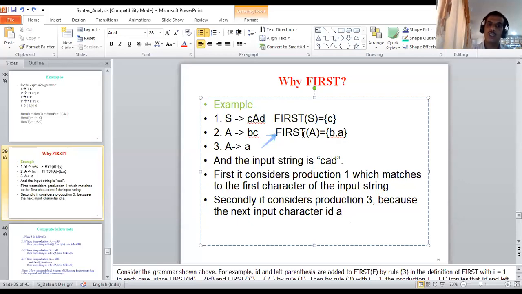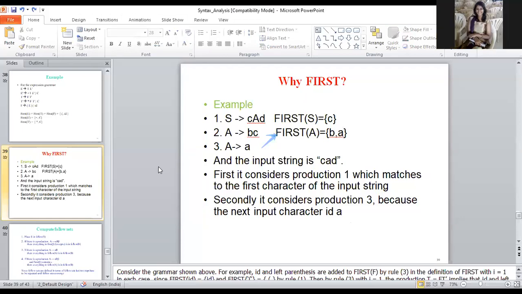So in first, there are two options. One starts with B, the other one starts with A. Automatically, which one am I supposed to choose? A. So A tends to A. That's why I'm supposed to identify what is first. When I get an input symbol, I look at my set. Which set has that particular input symbol? Based on that, I choose the production. Am I clear? Yes, sir. Okay. So I hope you understood what is first.